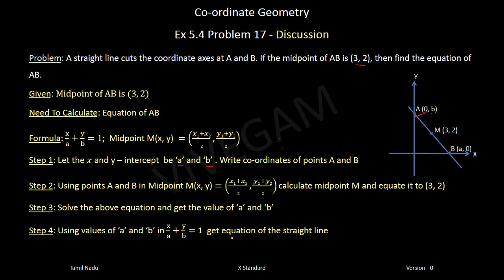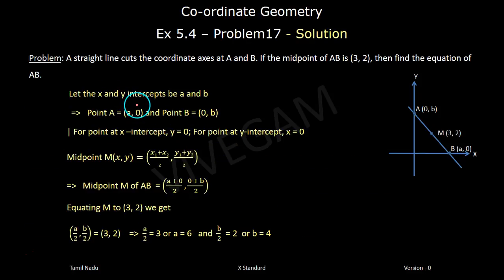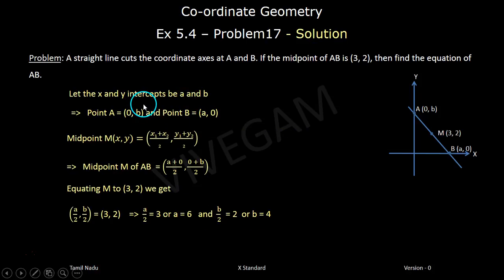Okay, so let's try this problem. Let the x-intercept be A and y-intercept be B. Now we'll have to find out what are the coordinates of point A and point B, right? Because it is cutting at the point A and point B. Right, now what will be this point?